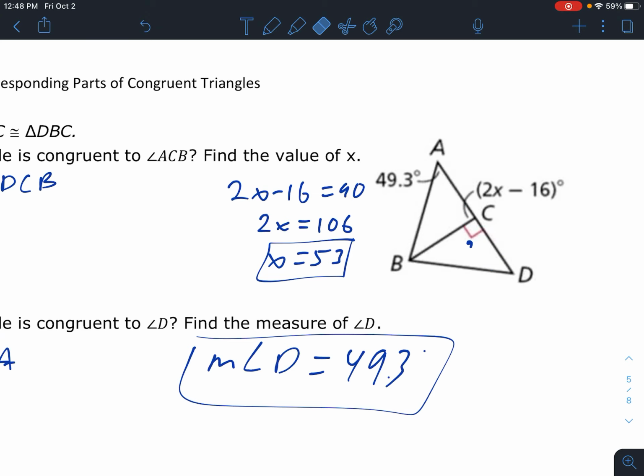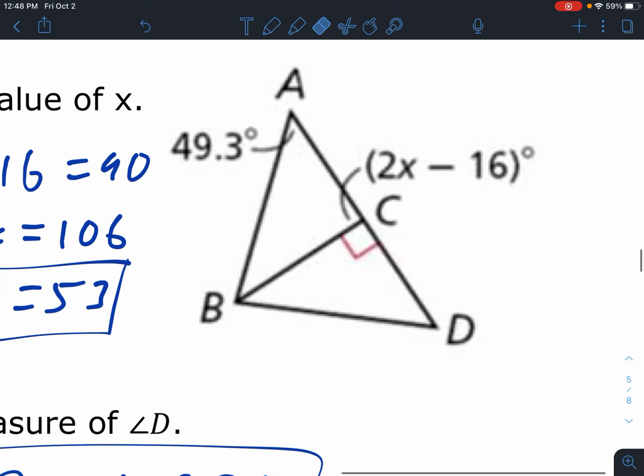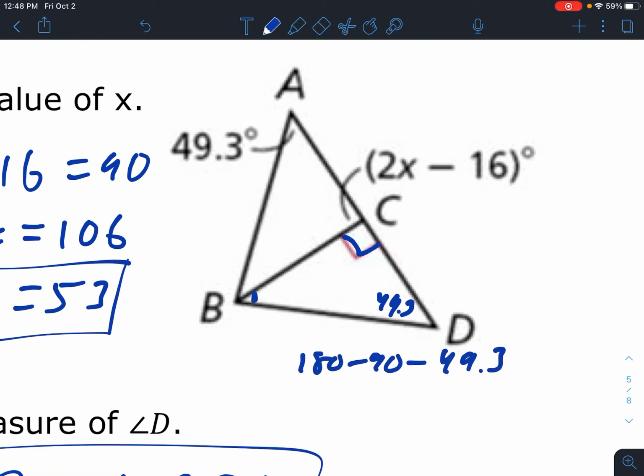All right, this doesn't tell us to do this, but we can also find the two angles at the top based on what we learned last section. If this is 49.3 and this is 90, to get this angle, we can do 180 minus 90 minus 49.3. Here we would get 40.7. Both of these would be 40.7.